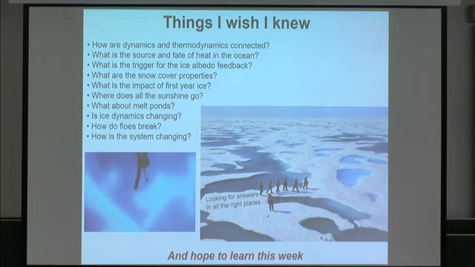What's the trigger to the ice-albedo feedback? I do a lot of work with the ice-albedo feedback, and it's a very powerful mechanism, but it needs something to start it. And we're seeing evidence of ice-albedo feedbacks in the Arctic, but the question is, what's the trigger that starts it? What are the properties of the snow cover? What's the heterogeneity of the snow cover? What's the impact of first-year ice? And that's a key question because we're really getting a new system that's mainly dominated by first-year ice rather than multi-year ice. Where does all the sunshine go?